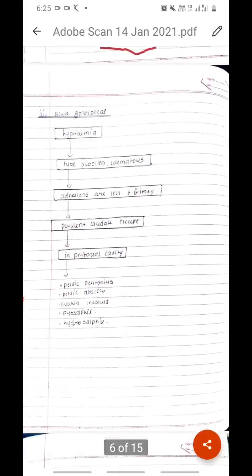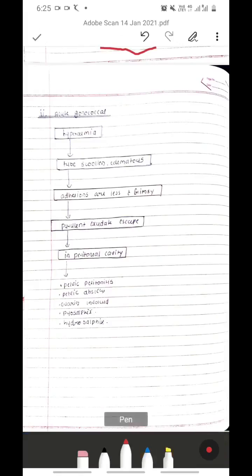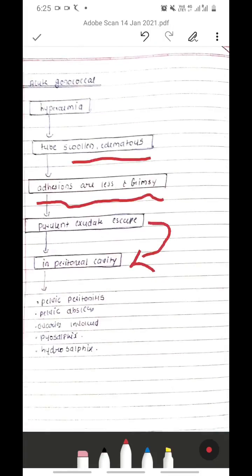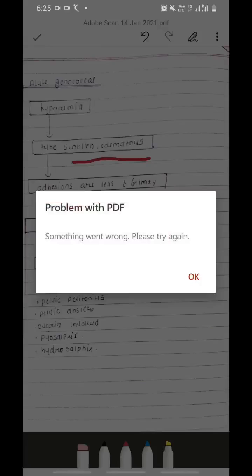After that, acute gonococcal. Just remember the overview that acute salpingitis is of two types: pyogenic and gonococcal. Second, we are discussing acute gonococcal. So in gonococcal, what will happen? Hyperemia happens as we discussed in pyogenic. The tube is swollen and edematous, same. Adhesions are less present than in pyogenic. Adhesions are mostly formed, and purulent exudate from the tube escapes and comes into the peritoneal cavity.